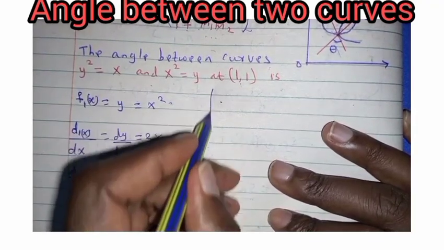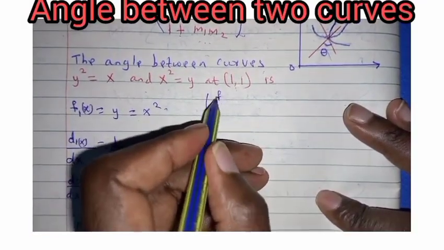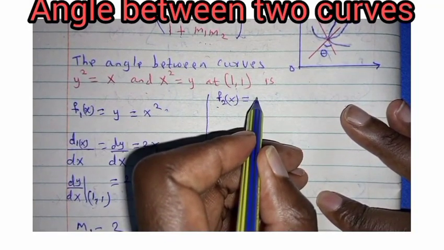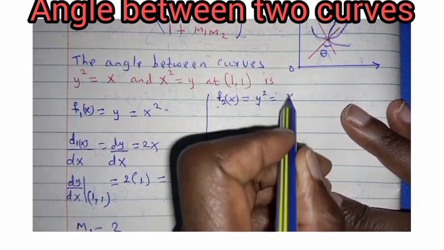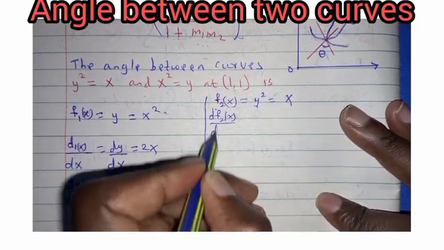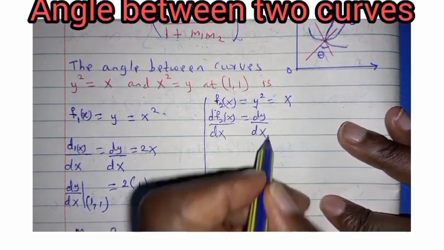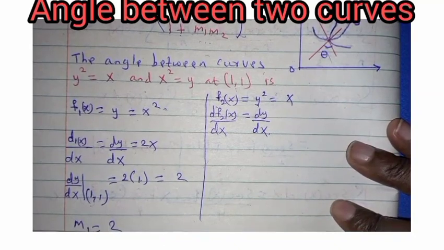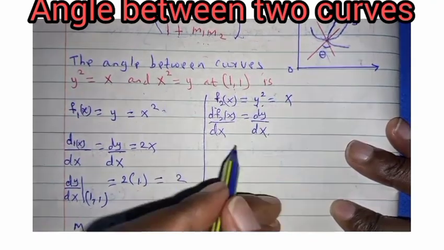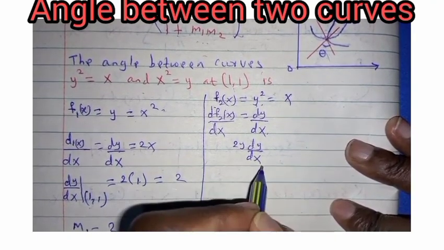Next, the second part is we can call this function f2 of x, which is equal to y squared, which is equal to x. So we differentiate f2 with respect to x, meaning that we will have dy with respect to dx. So here, when we differentiate y squared, we are going to get 2y dy/dx. This is an implicit differentiation.